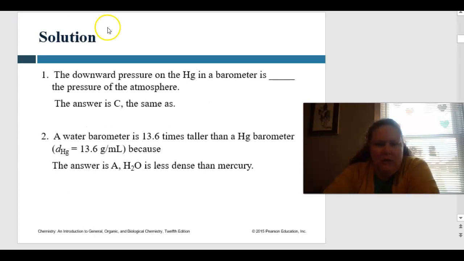All right, so for the answers, the downward pressure of mercury in a barometer is the same as the pressure of the atmosphere. It's not millimeters of mercury, it's just mercury. For question 2, the water barometer is 13.6 times taller than the mercury barometer because water is less dense than mercury. Right, great job, guys.